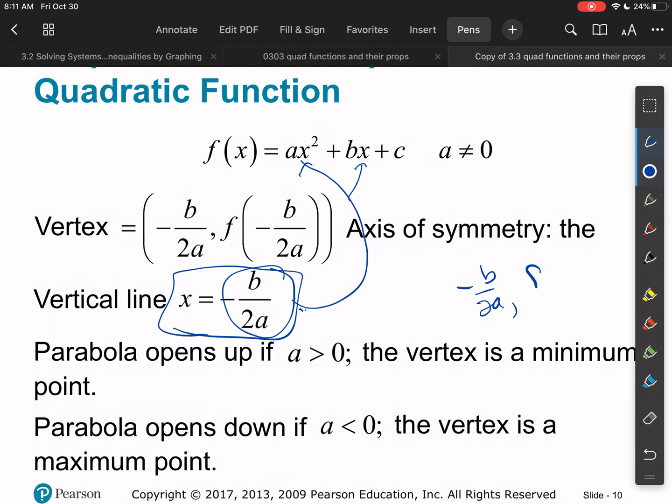So to show that, they said f of negative b over 2a, right? Where you take this x value that you get from here and you plug it back into the function. It won't be negative b over 2a, it'll be some number that you're going to plug back in for x to get the y value out. And we know that the parabola opens up if our a term is bigger than 0, and it will open down if it's less than 0.